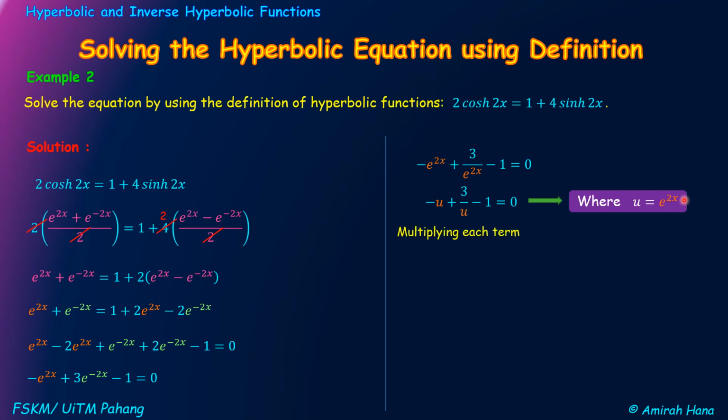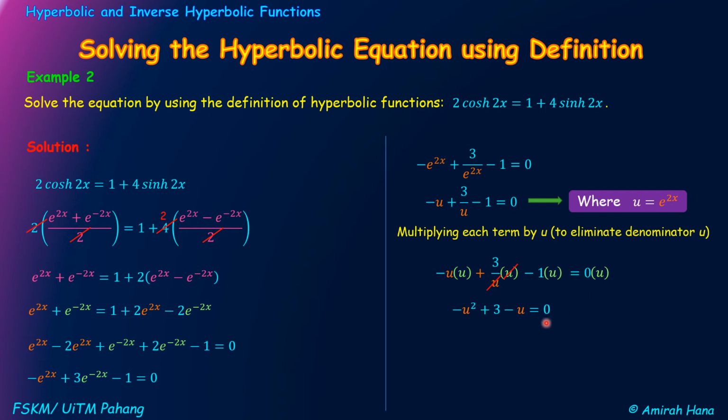Right? And then from here, to eliminate the denominator u, we can multiply each term by u. Okay? So from here, we have 4 terms: 1, 2, 3, 4. We multiply each term by u, so we can eliminate the u here and the u in the denominator. Then we simplify, so we get negative u squared plus 3 minus u equals 0 times u, which still equals 0.